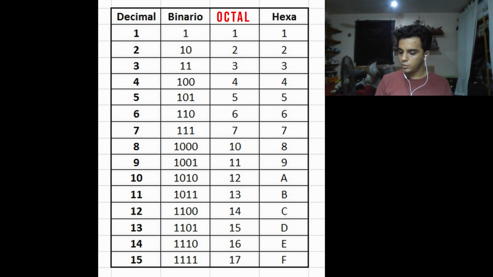1 to 8, and here is a move of the 1, 2, 3, 4, 5, 6, 7, and later 10, 11, 12, as we can see. Later we have the hexadecimal, that goes from 0 to 9, and later changes to letters.